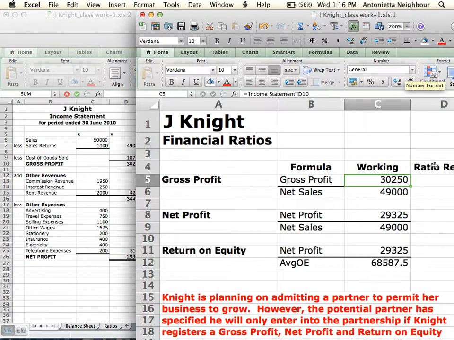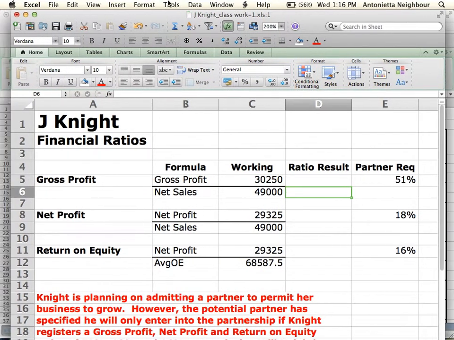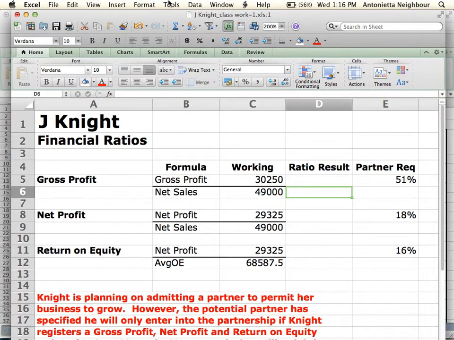Bring your figures across and see if you agree. Any questions? All right, so let's calculate the ratios.